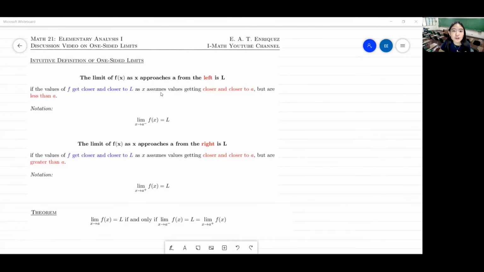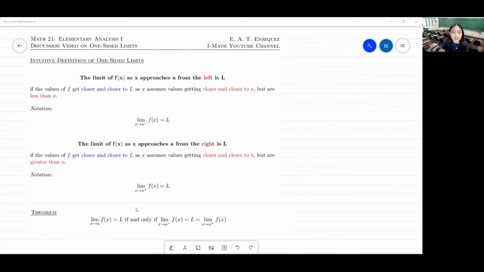In that behavior of our x, as we approach A in that manner, because f is dependent on x, since it is f of x, the value of f is affected and becomes close to L. That is the definition of, in this case, the left-hand limit. You also have a counterpart on the right side. The idea is the same, but x approaches A from the right.